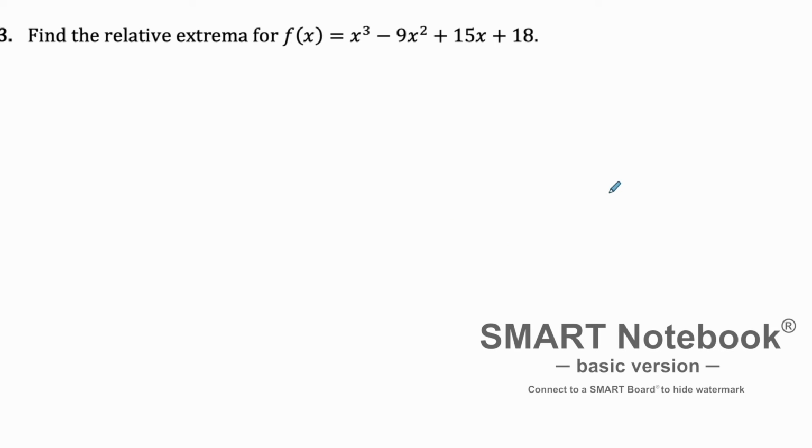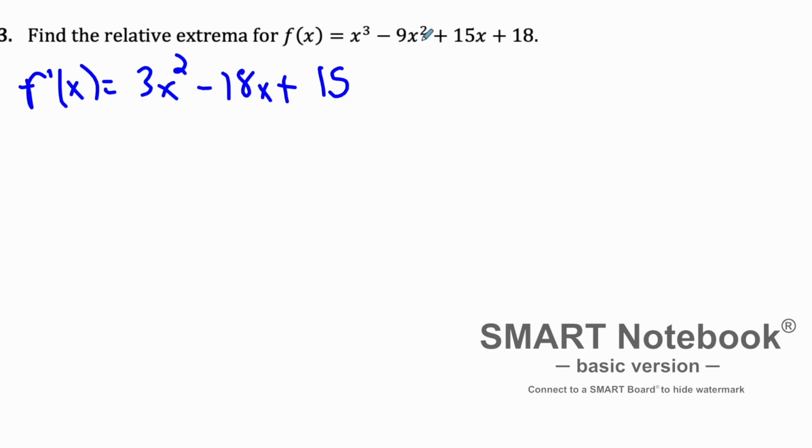All right, number 3. Again, in order to find out the relative extrema, this is just like the last problem, we need to take the derivative. So the derivative is 3x squared minus 18x plus 15. Derivative of 18 is 0, so that one's gone. And again, we need to find out where this is 0, so let's go ahead and factor. So 3x squared minus 6x plus 5 equals 0.